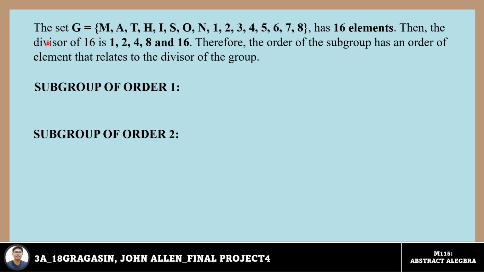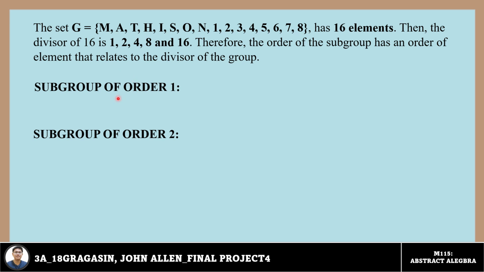So we have here the set G with the elements M, A, T, H, I, S, O, N, 1, 2, 3, 4, 5, 6, 7, and 8, which has 16 elements. Then the divisors of 16 are 1, 2, 4, 8, and 16. Therefore, the order of the subgroups has an order that relates to the divisors of the order of the group.